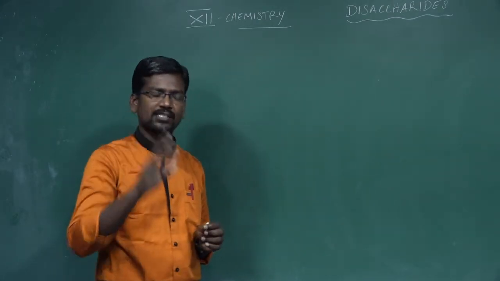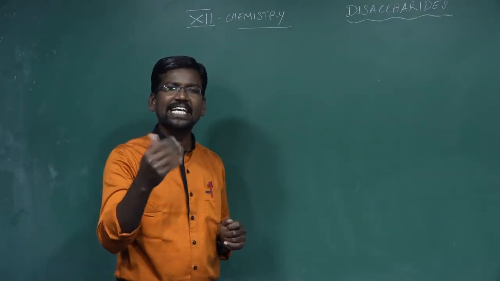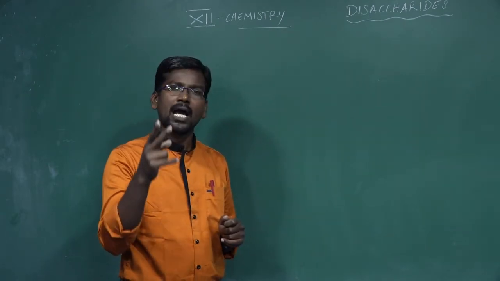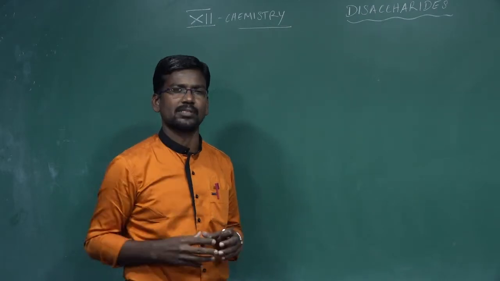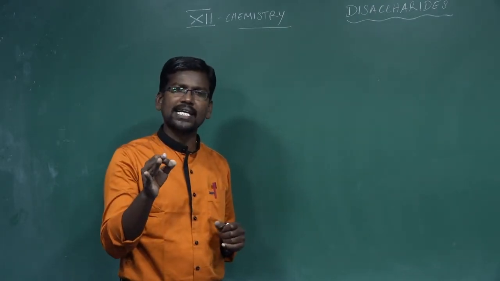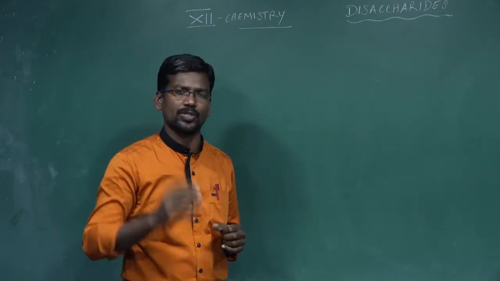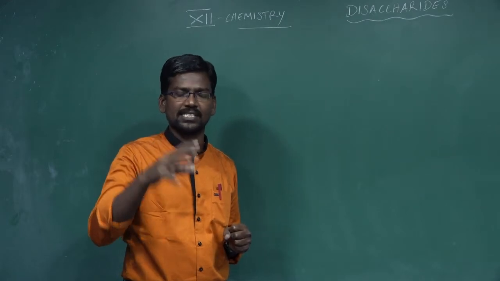What is the meaning of disaccharides? Disaccharides are sugars that yield two monosaccharides on hydrolysis. They are hydrolyzed by using dilute acid or enzymes. The dilute acid can be a mineral acid or an organic acid, but especially mineral acids are used. Enzymes can be obtained from organic substances.